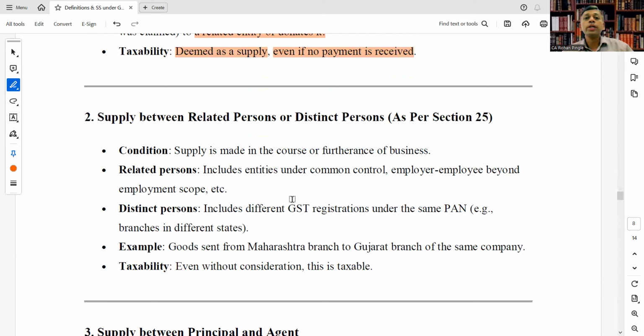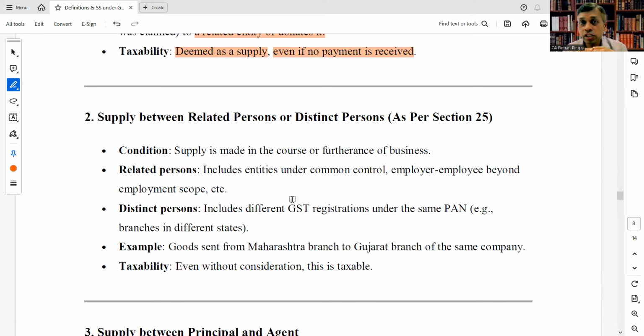Second, supply between related persons or distinct persons as per section 25. What is the condition? Supply is made in the course or furtherance of the business. This means that even if it is between related persons or distinct persons, it must not be personal.